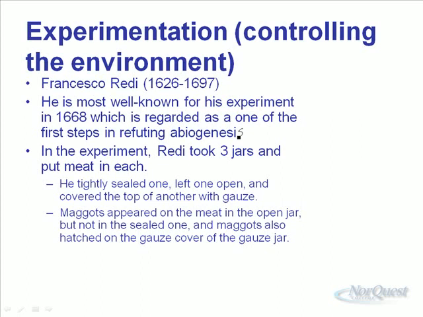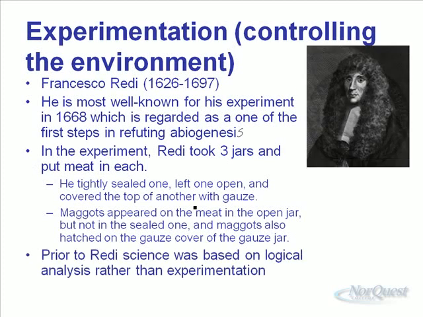After some time, maggots appeared on the meat in the open jar, no surprise there. Nothing appeared on the sealed one, but maggots also hatched on the gauze covering the gauze jar. So this kind of showed that insects did not come from meat. Those maggots had to have come from outside the meat. Something had to put them there, and of course it's flies. But at the time they didn't know that.